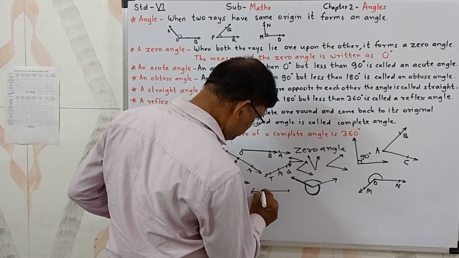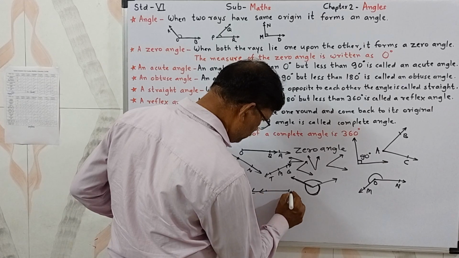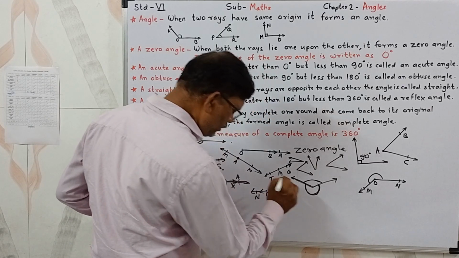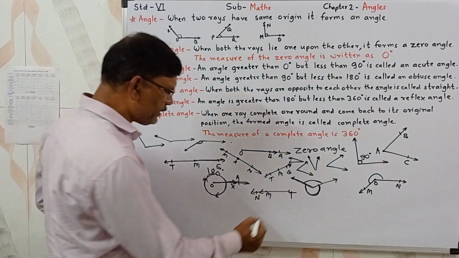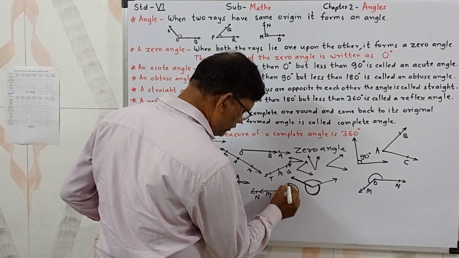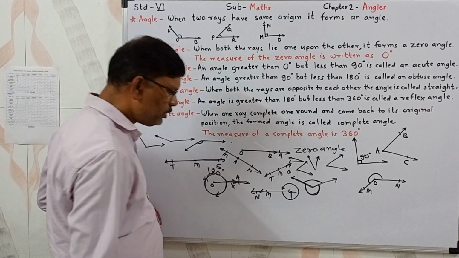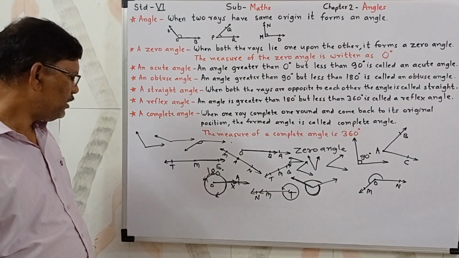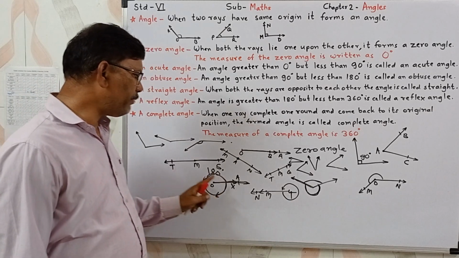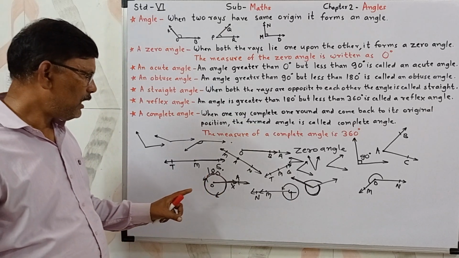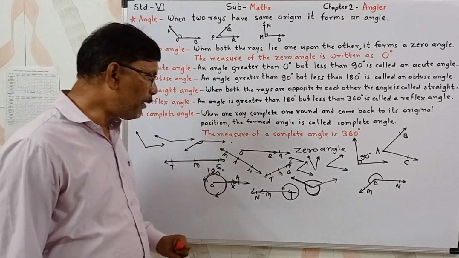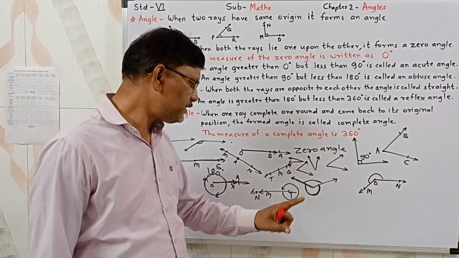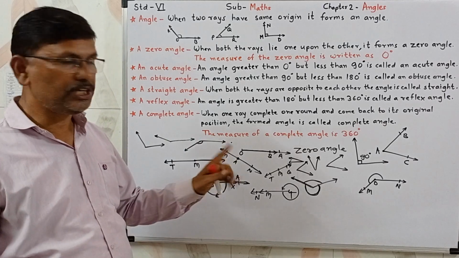Listen. This is also a complete angle. Understood? So this is also a complete angle. The measure of this complete angle is 360 degrees.